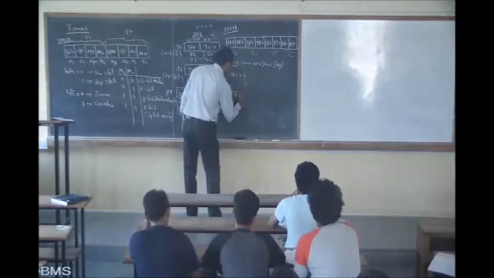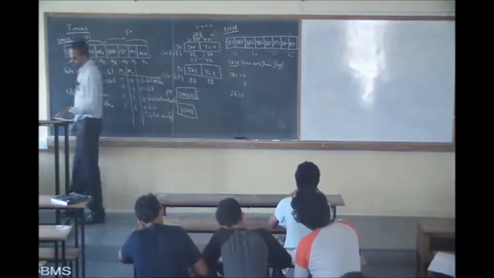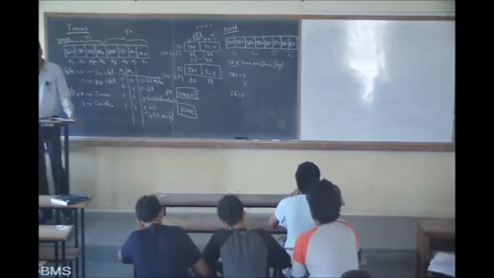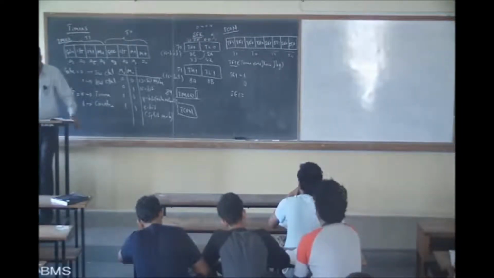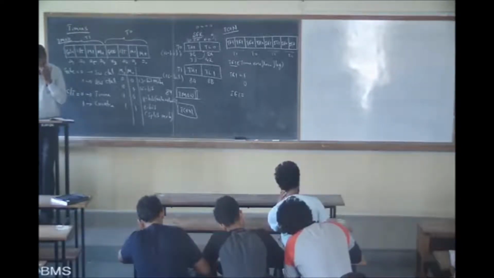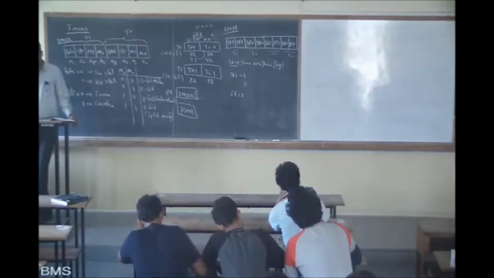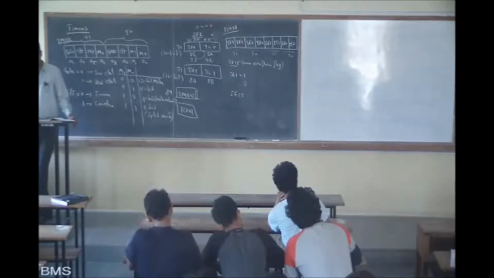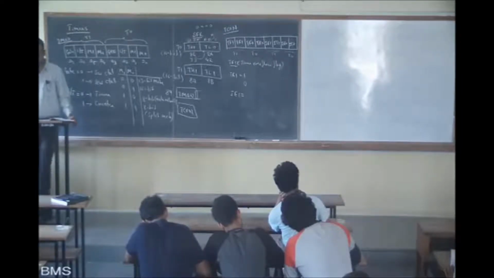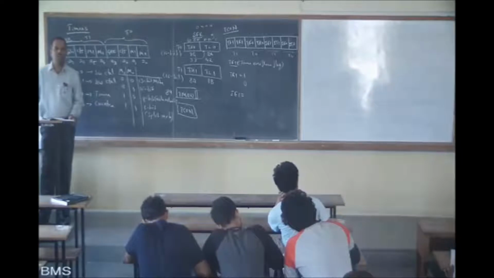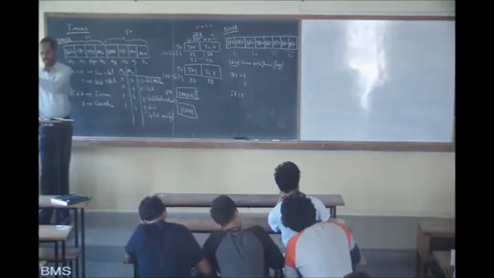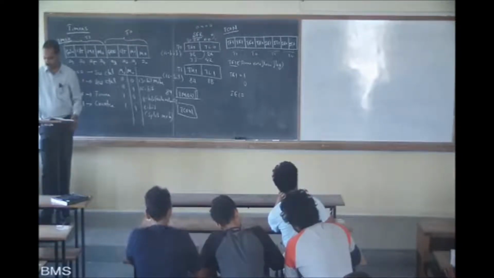IE1. This is where it becomes important. Please write it down. External interrupt 1. It's an edge triggered interrupt. Please write this. We'll discuss it. I can say it is a negative edge triggered interrupt. High to low is the signal. That is a negative edge triggered interrupt.